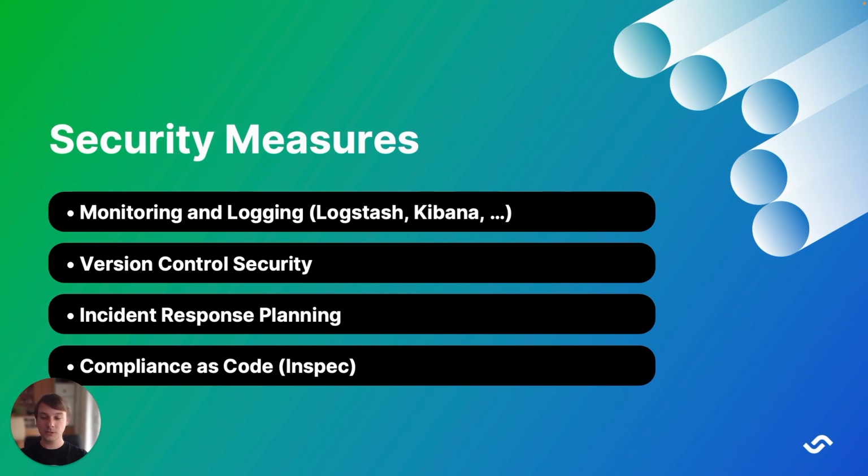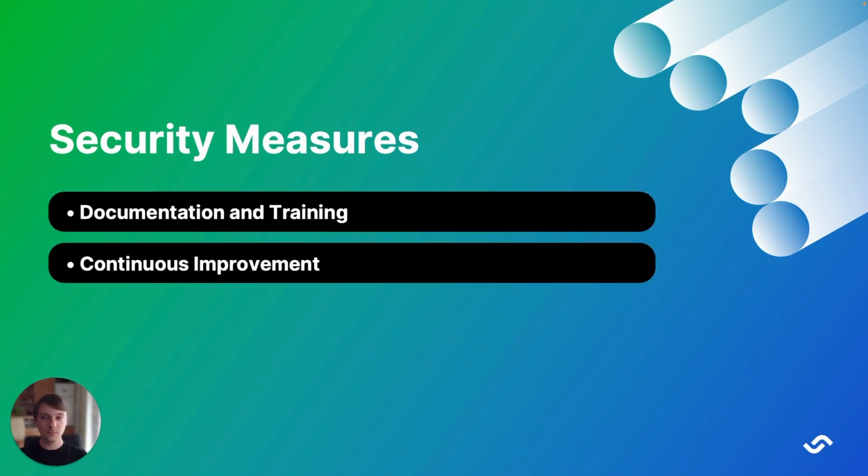Now, the last one is compliance as code. So basically, compliance checks in your code, you can use InSpec for that. Now, the last two are documentation and training and continuous improvement. These two are more people-based. Documentation and training basically means ensure that development and operation teams are well trained in security practices. And continuous improvement basically means regularly review and update your CI/CD security practices.